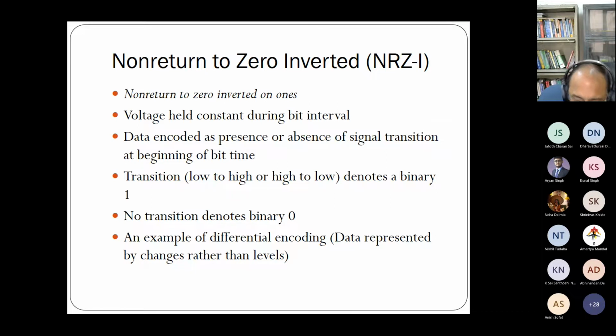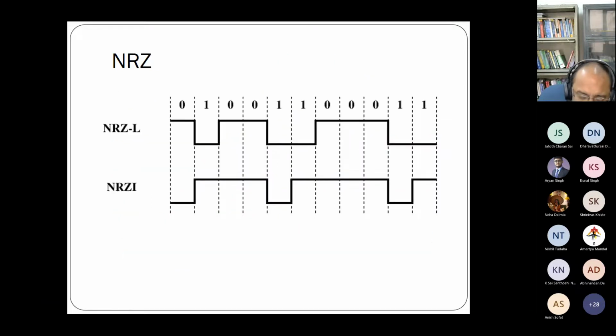Okay? Look at an example, we'll come back to this. So suppose you want to send this thing: 01001100011. 0 was high, 1 was low. So NRZL will send it like this.